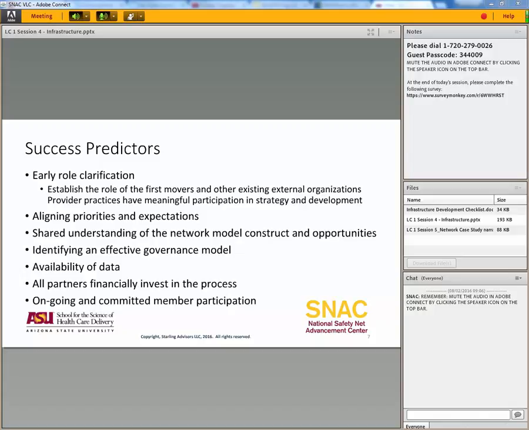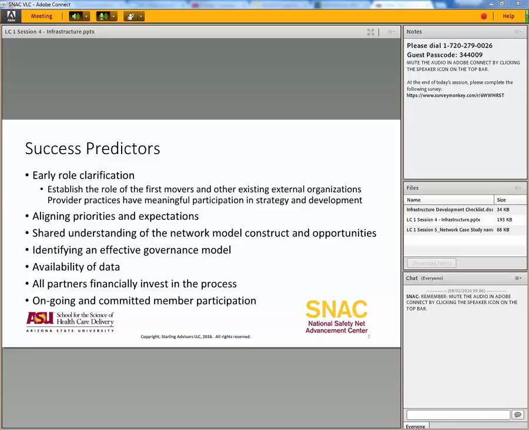Getting this out of the way, making sure it's clear, and even going as far as to formalize the roles through memorandums of agreement can prevent or eliminate the potential for a lot of heartburn later. For example, when the network decides to move forward with a funding source that will allow them to invest in capabilities, technologies or services, it was clear up front that those will be housed within a certain organization or entity.